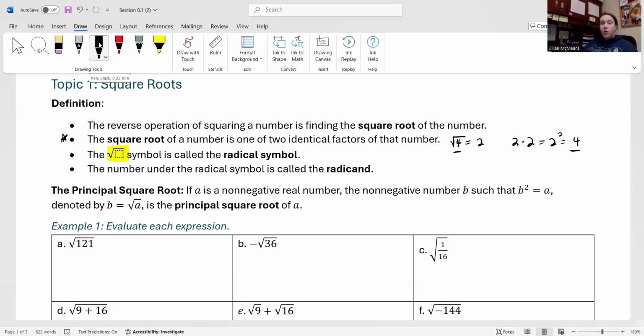Now, let's talk about the formal definition of a square root. So the principal square root, and principal is kind of important. So the principal square root, it says if a is a non-negative real number, the non-negative number b such that b squared equals a, denoted by b equals the square root of a, is the principal square root of a.